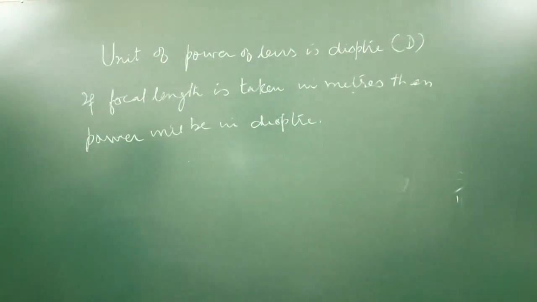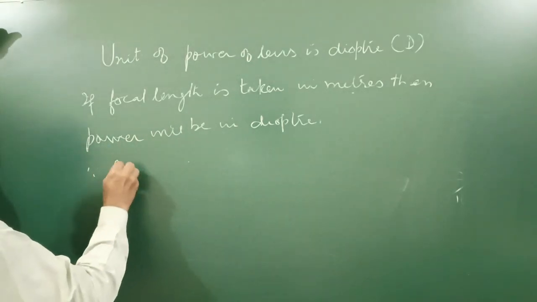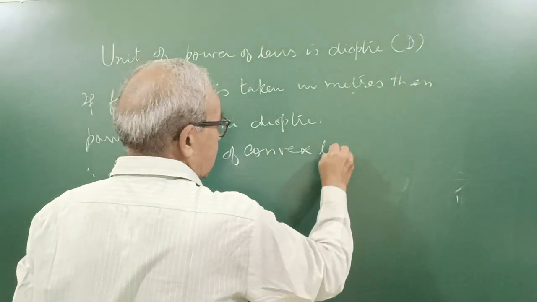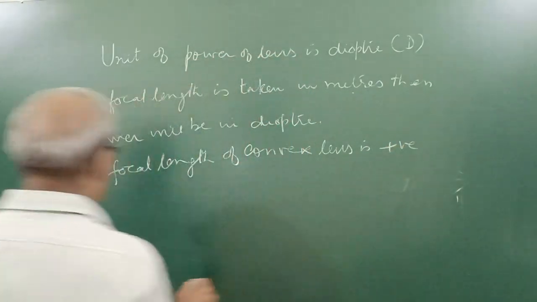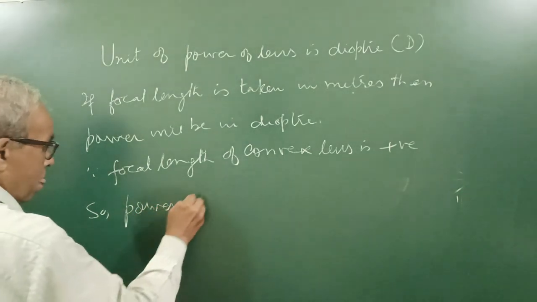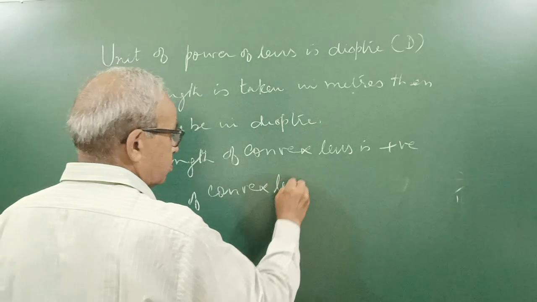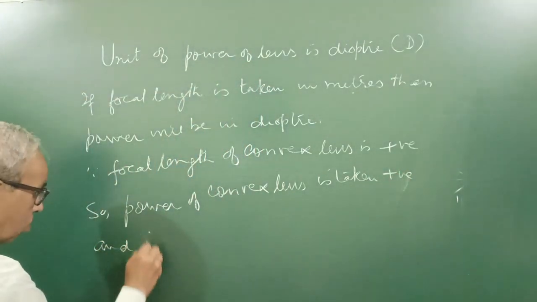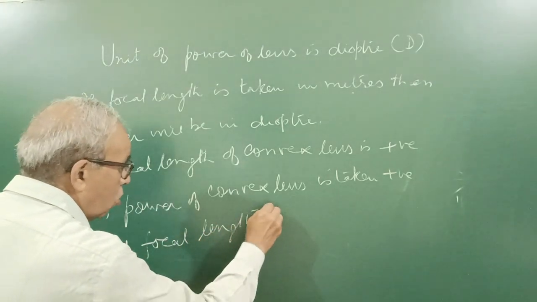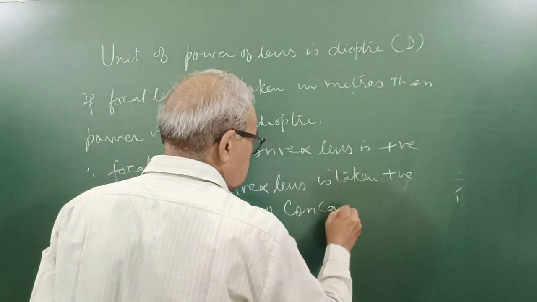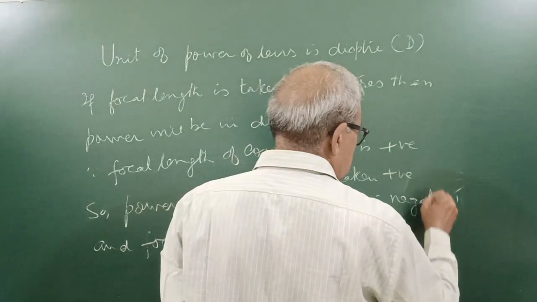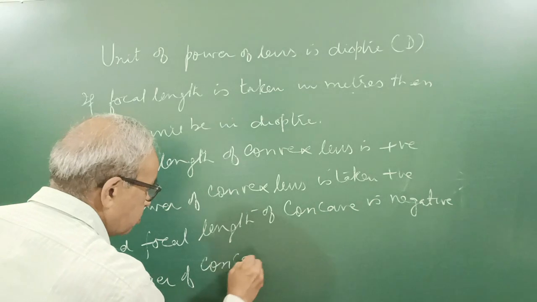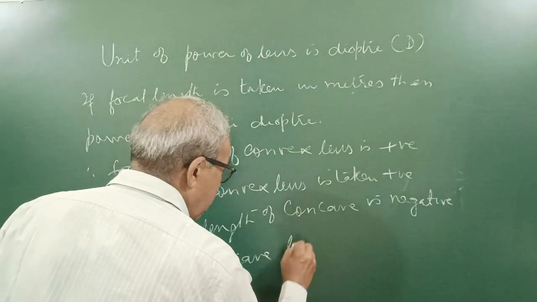And power: since the focal length of a convex lens is positive and of a concave lens is negative, the power of a convex lens is taken positive, and the focal length of a concave lens is negative. So the power of a concave lens is negative.